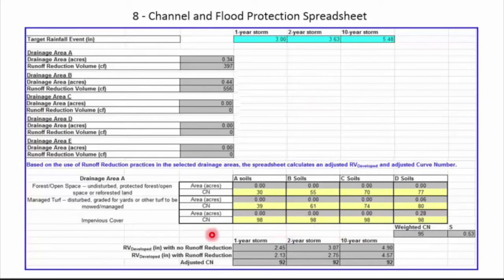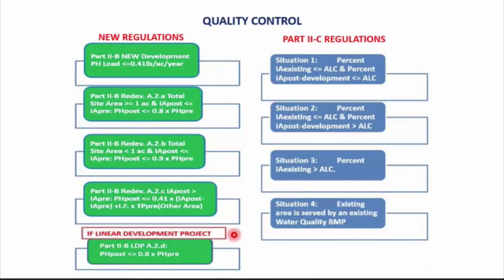Sheet number 8 is the channel and flood protection sheet. The sheet calculates the adjustment in the CN values due to runoff reduction, but stops short of doing any further calculations. The participants will be able to work through these examples as well. The new regulations have these 5 situations, and the performance-based criteria used to have these 4 scenarios.